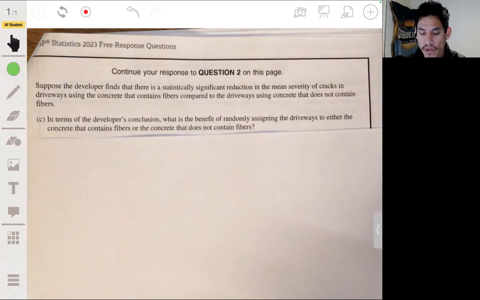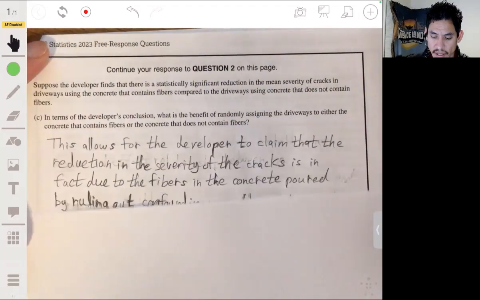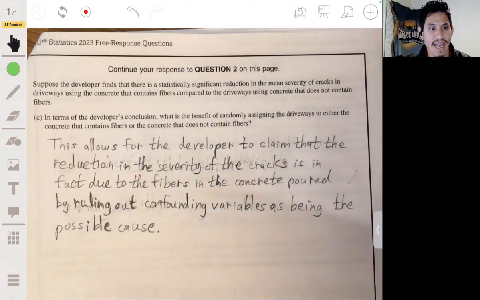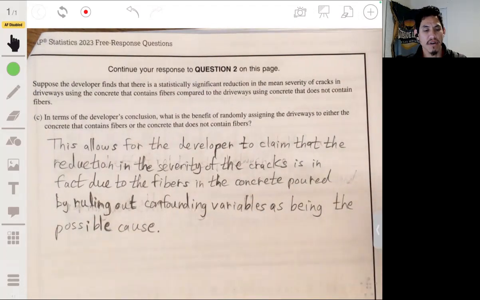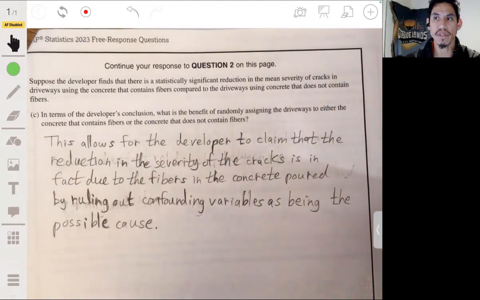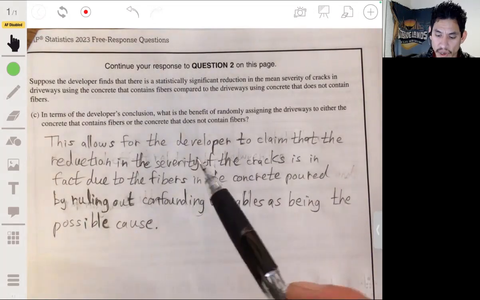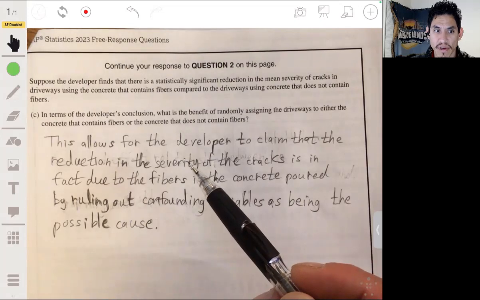Okay, so you want to basically mention that when we use random assignment, that takes care of confounding variables. It basically allows us to say that results won't be due to confounding variables, so variables that may also have influenced the cracking of the driveway that we didn't account for.